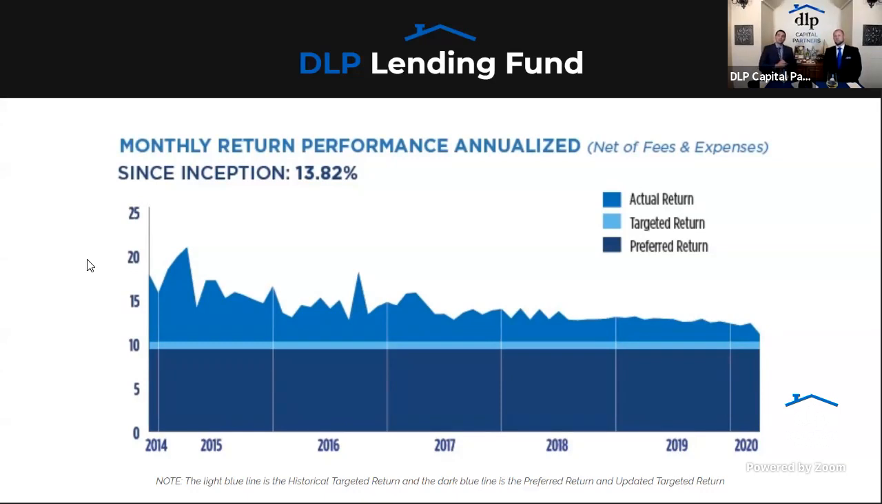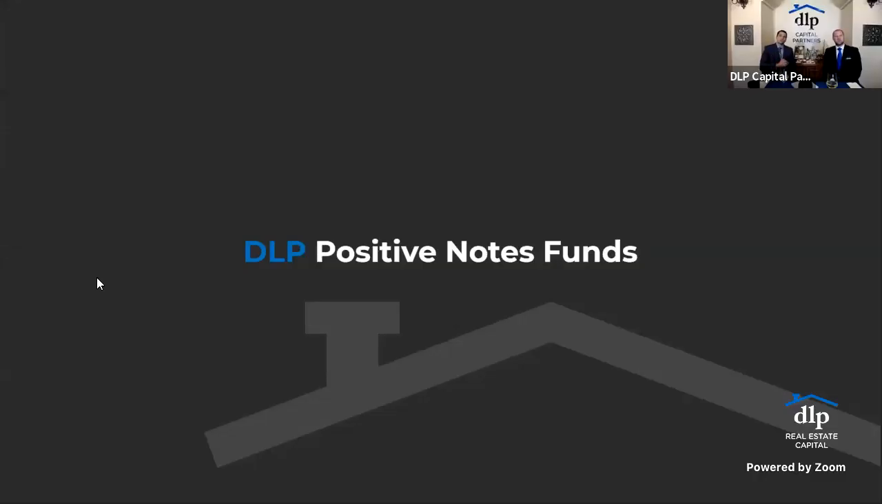And you'll see here what the returns have been. That dark blue line on the bottom is the target return, and everything above that is how much we've exceeded the targeted return in every period since we opened this fund back in 2014. Really amazing, consistent returns net to investors.